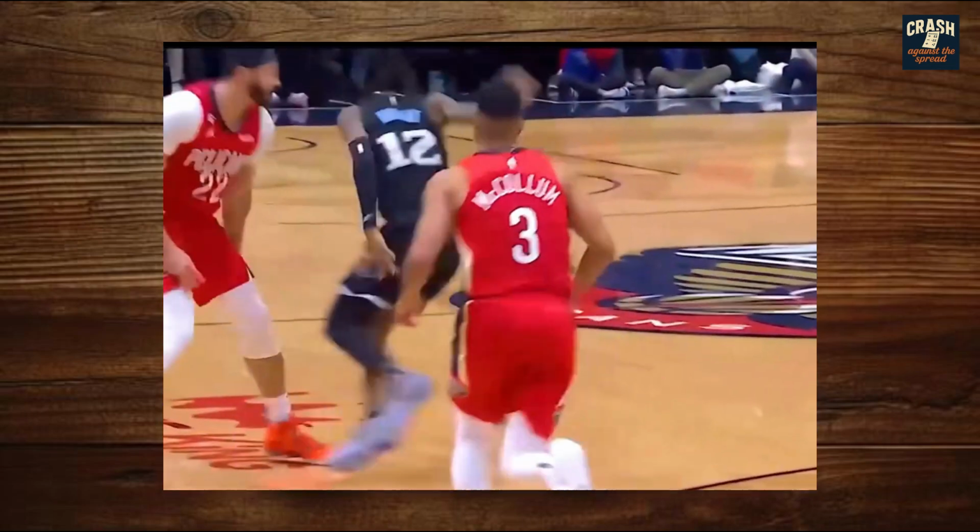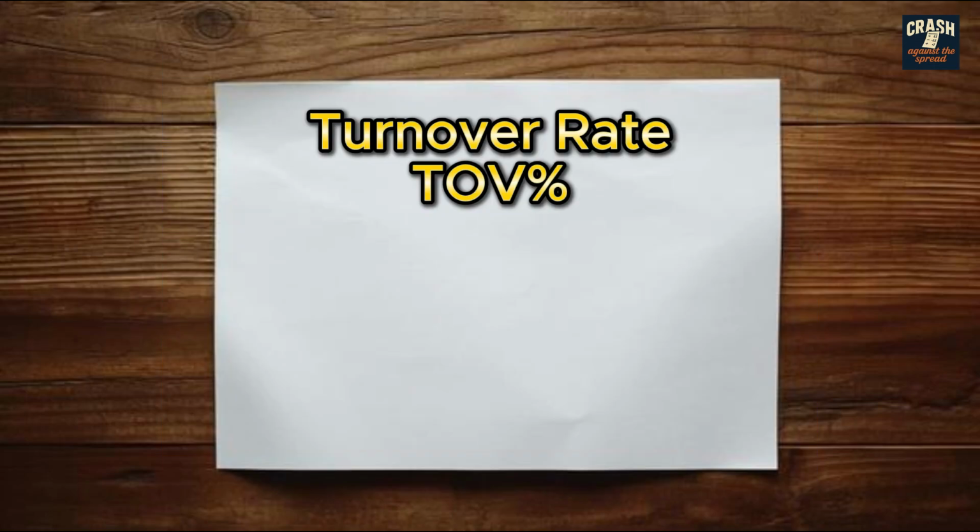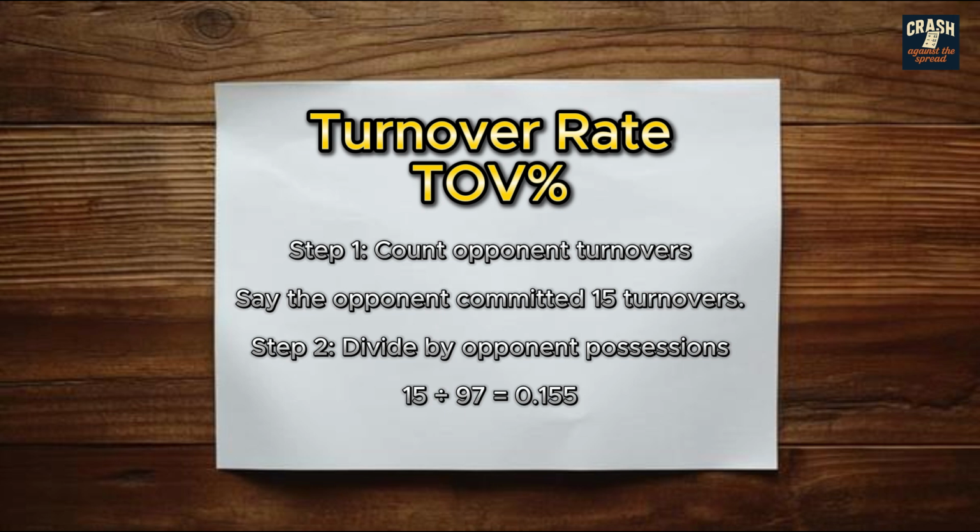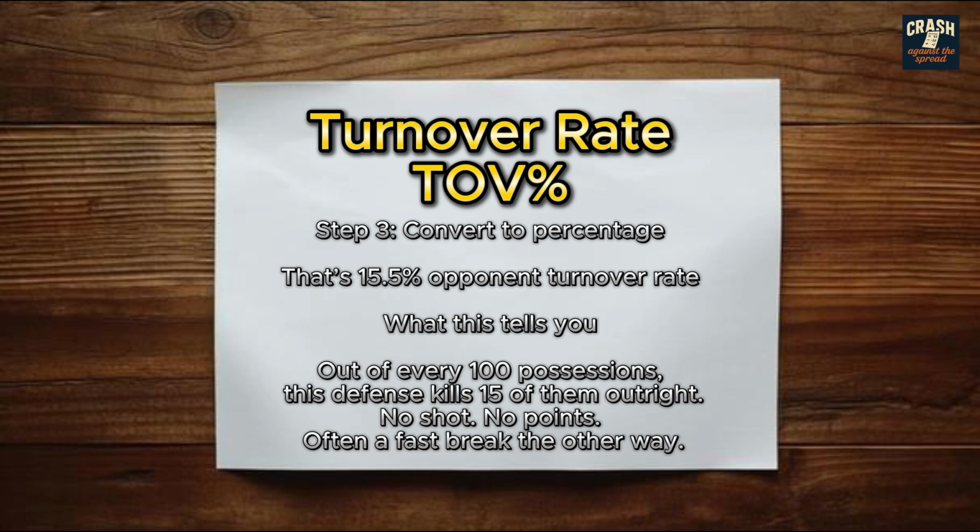Goal: see how often the defense ends possessions before a shot happens. Step 1, count opponent turnovers. Say the opponent committed 15 turnovers. Step 2, divide by opponent possessions. 15 divided by 97 equals 0.155. Step 3, convert to percentage. That's 15.5% opponent turnover rate. What this tells you: out of every 100 possessions, this defense kills 15 of them outright. No shot, no points. Often a fast break the other way.